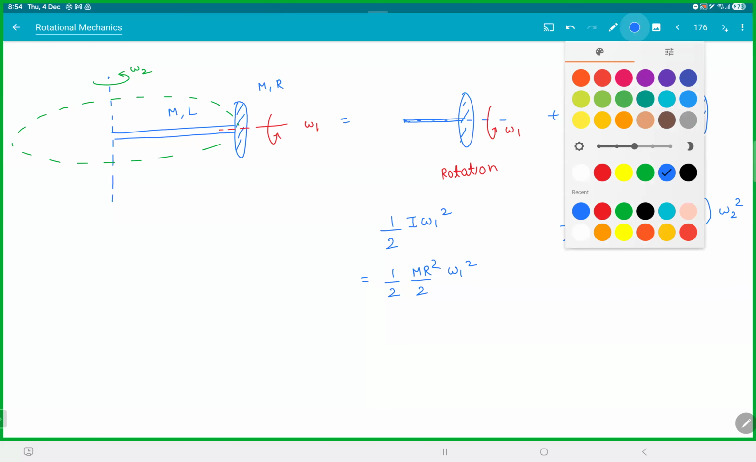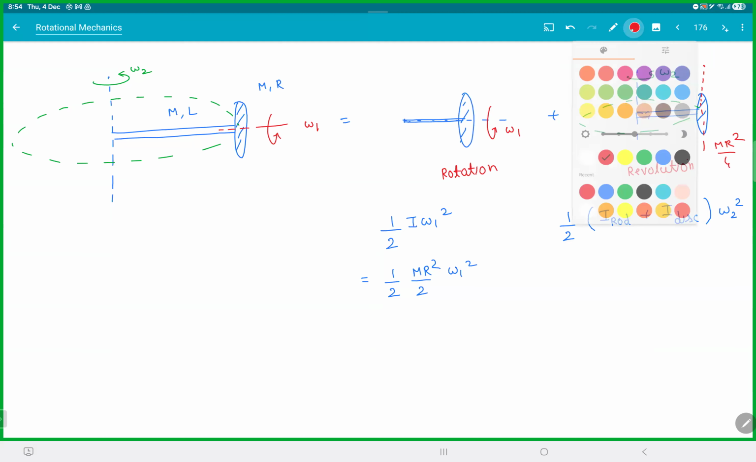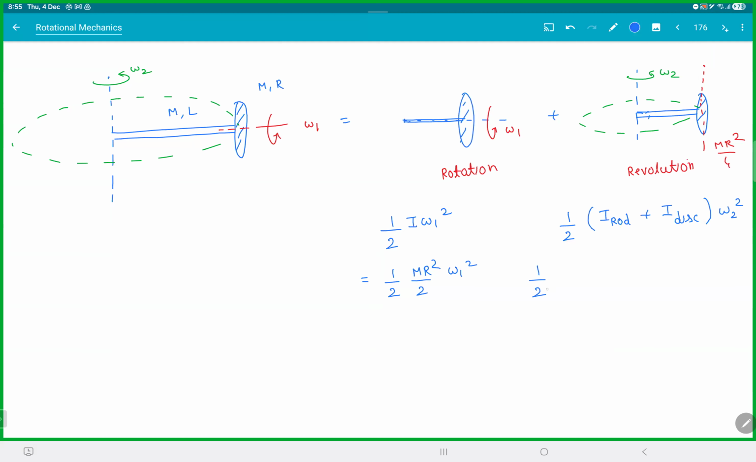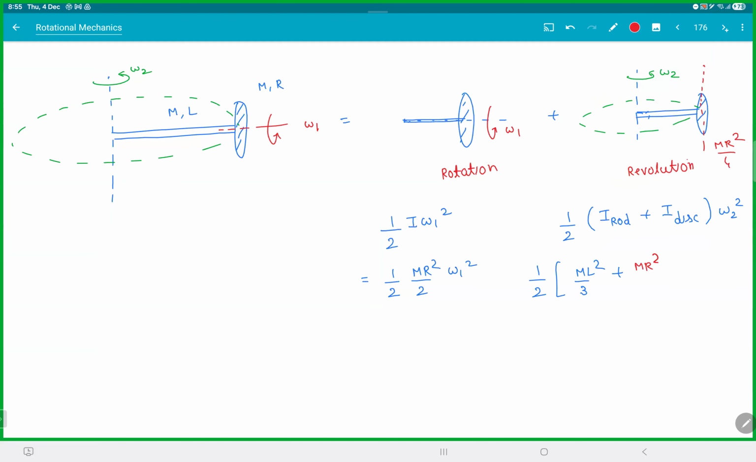And now be careful here. For the disk about this axis, that's your diameter, is mr square by 4. But I don't want about that. I want about the axis. So this will be half, moment of inertia of the rod is ml square by 3, plus the disk will be mr square by 4 plus parallel axis theorem ml square, omega 2 square. Clear with this?